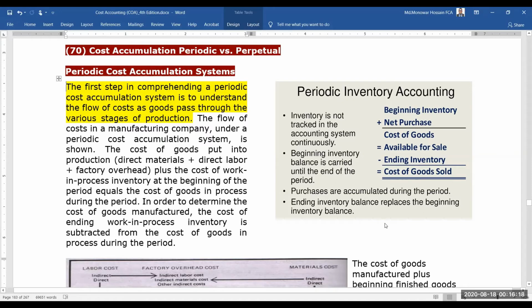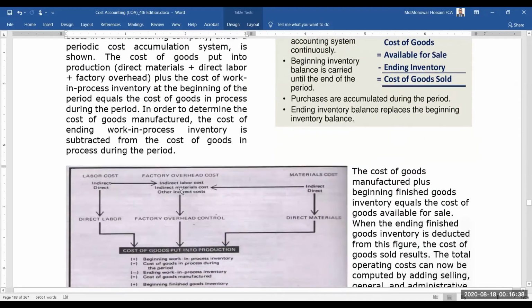So inventory is not tracked in the accounting system continuously. Beginning inventory balance is carried until the end of the period. Purchases are accumulated during the period. Ending inventory balance replaces the beginning inventory balance. So that is the periodic cost system.